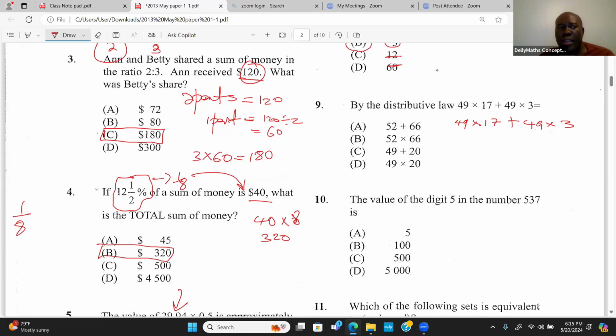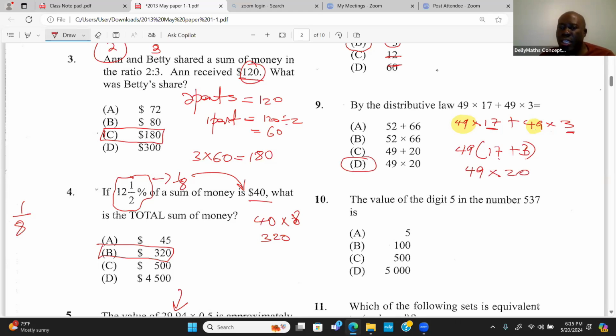For this one, there are a number of ways, but you could employ factorization, because the common factor there is 49. If I factor out 49, then I'm going to be left with 17 and 3. So I'm left with 49 times 17 plus 3, which is 20. We're looking for that. Here it is.